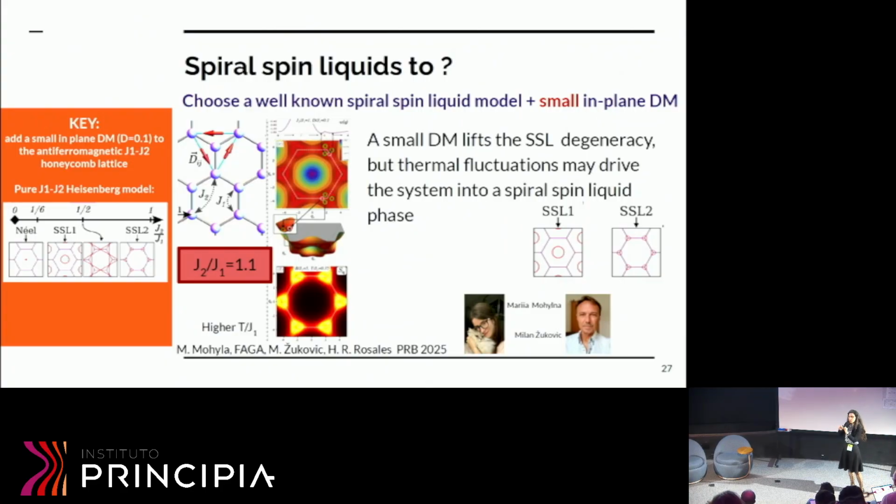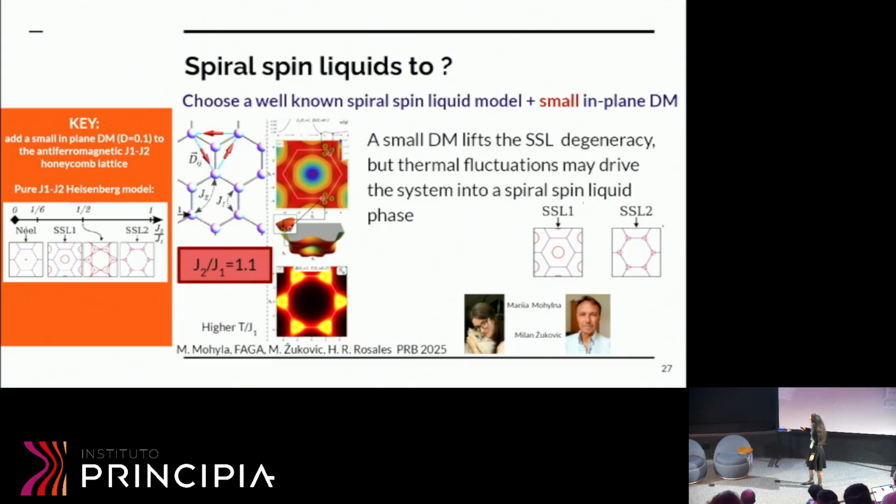And the idea to have a small interaction would be that, in the pure Heisenberg model, you have a line. And then if we add interaction, so maybe this line is a bit distorted, you will have minima. But with thermal fluctuations, you will retrieve this spiral spin liquid behavior, right? So you will erase the minima because you have enough energy to not see it. And this is what happens.